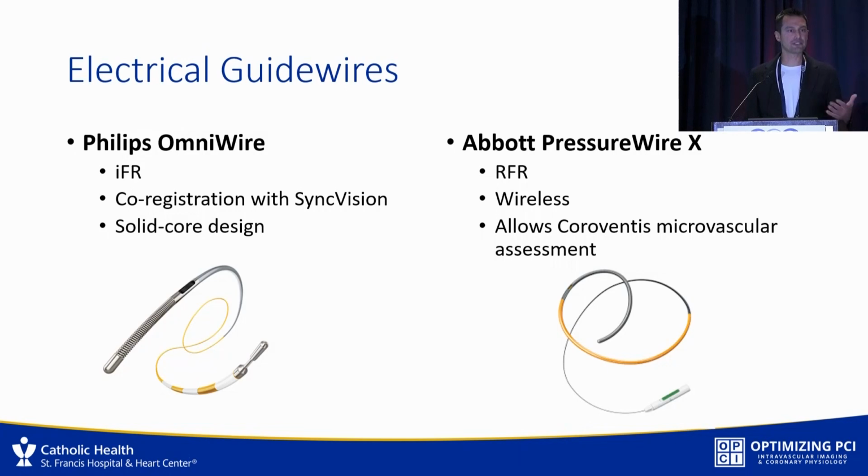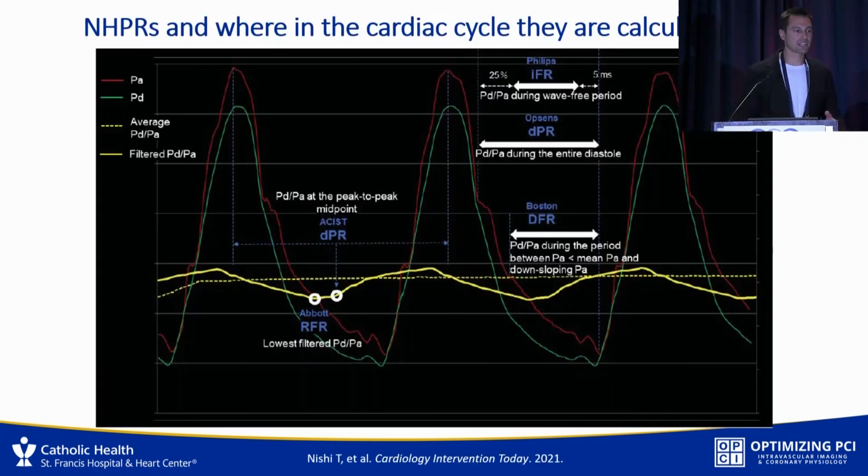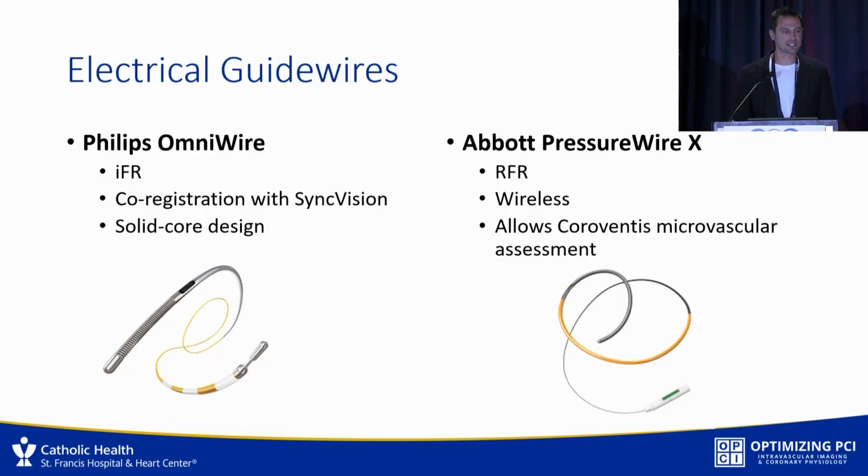acronyms: iFR, DFR, DPR. Can we go back one slide? But they're all basically the same thing. They just use slightly different algorithms on where in the cardiac cycle they're taking their measurements so they can derive this information. But the nice thing with the non-hyperemic pressure ratios is we don't need to give adenosine.